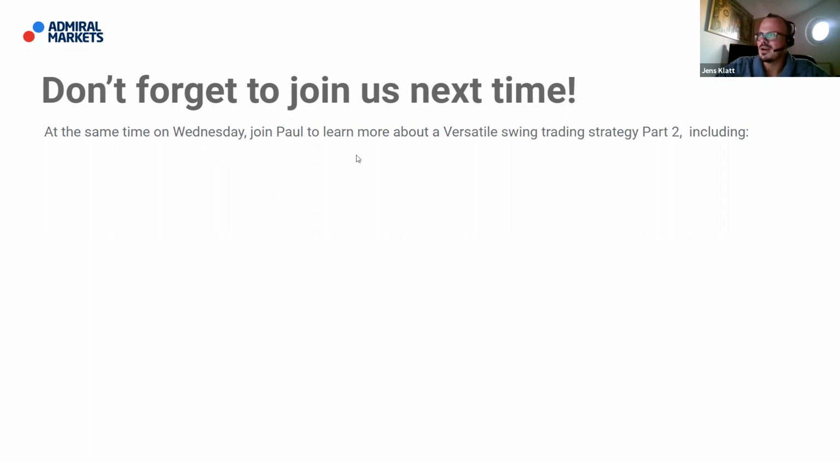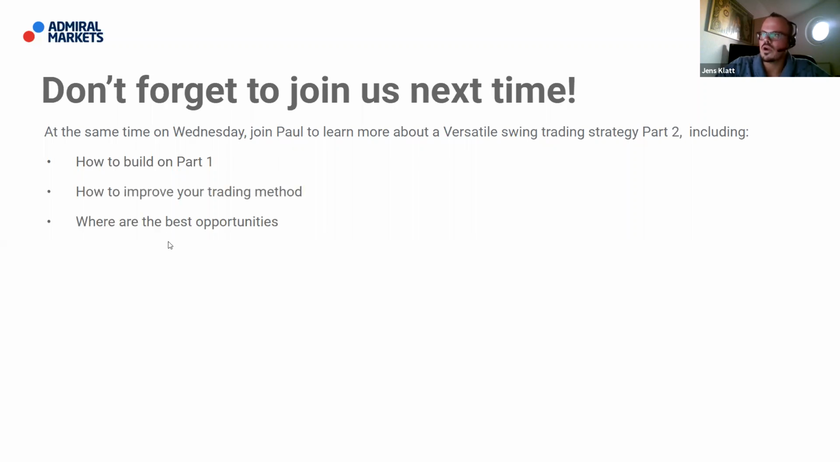So on Monday, Paul will help you to learn more about a versatile swing trading strategy, part 2. So we started last week already with part 1, or this week in this case. And here, the questions he wants to answer: how to build on part 1, how to improve your trading method, and where are the best opportunities, in fact. So at 2 p.m. London time, or 2 p.m. GMT, however you put it, it's the 25th of November.